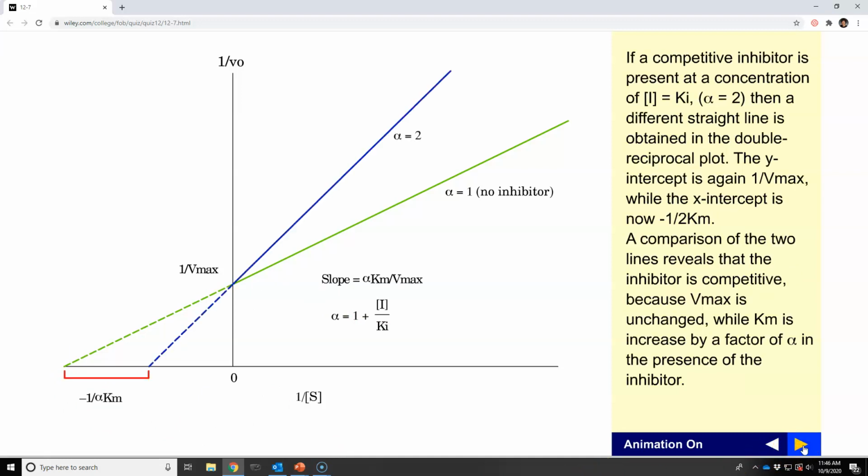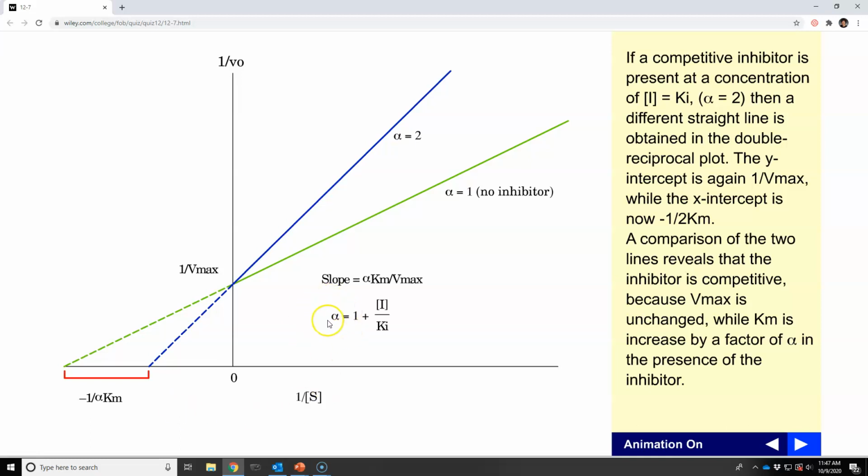If we add an inhibitor and alpha is greater than 1, then we see that our y-intercept is the same, so Vmax hasn't changed, but our Km now is, because it's in the denominator, so the Km increases, so we have a smaller negative x-intercept, so that means that we have a larger Km.